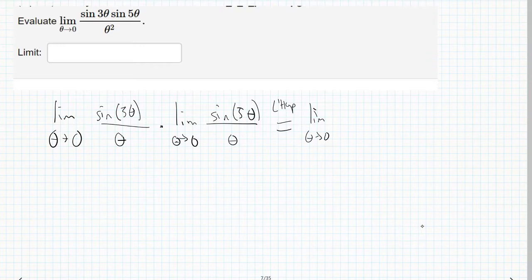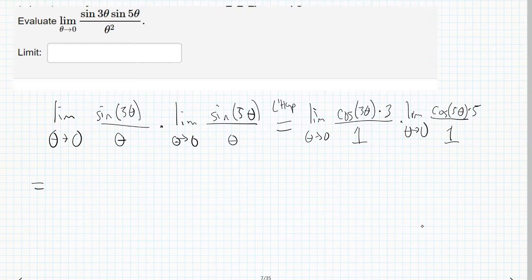So this is the limit as theta approaches 0. The derivative of sine of 3 theta, remember the chain rule, this is cosine of 3 theta times derivative of the inside. So derivative of 3 theta is just 3. Derivative of the theta down below is 1. And then this is times the limit as theta approaches 0 of sine of 5 theta, that's cosine of 5 theta. And then we'll have all over, in this times 5, using chain rule once again, and derivative of theta is still 1.